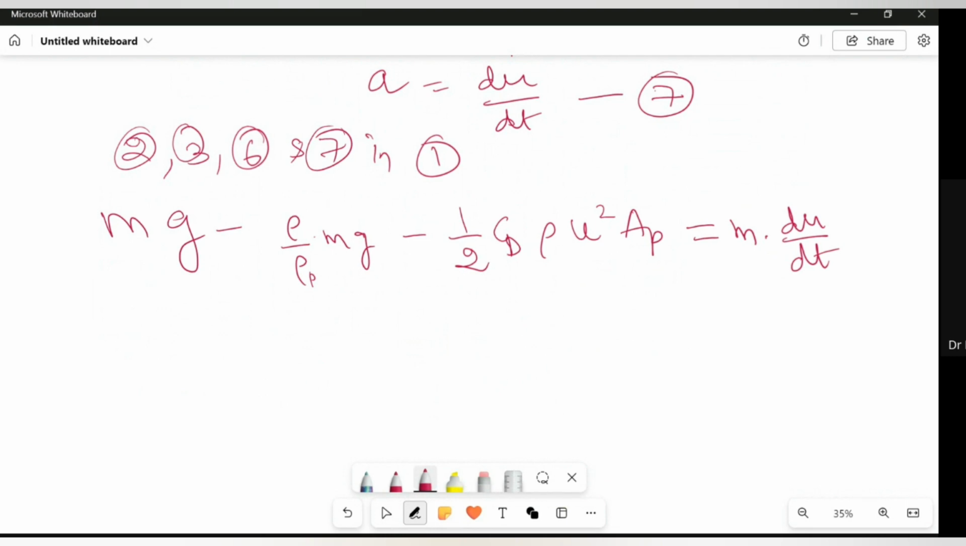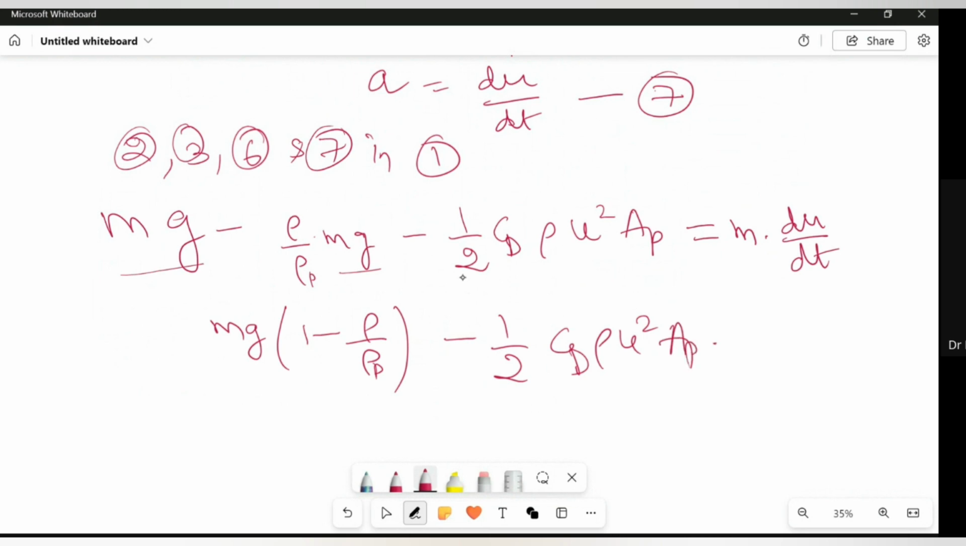Okay, so what we can do here, we have mg common. So mg can be written mg into 1 minus rho by rho p minus half cd rho u square ap is equal to m into du by dt. Okay, this is equation number 8.